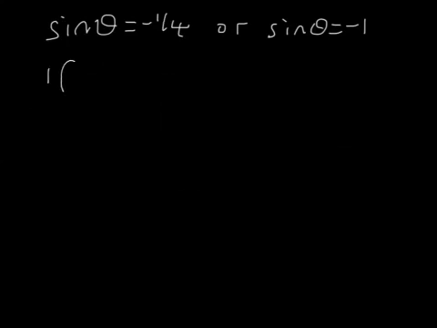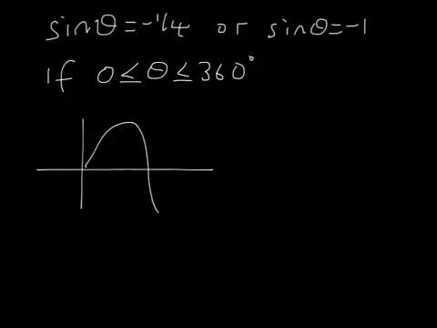Now if we know that theta is between 0 and 360, but it could equal either, then we need to solve these two equations. So let's do the first one. The sine graph looks like that. Minus a quarter is round about here, so we need to find that value and that value.